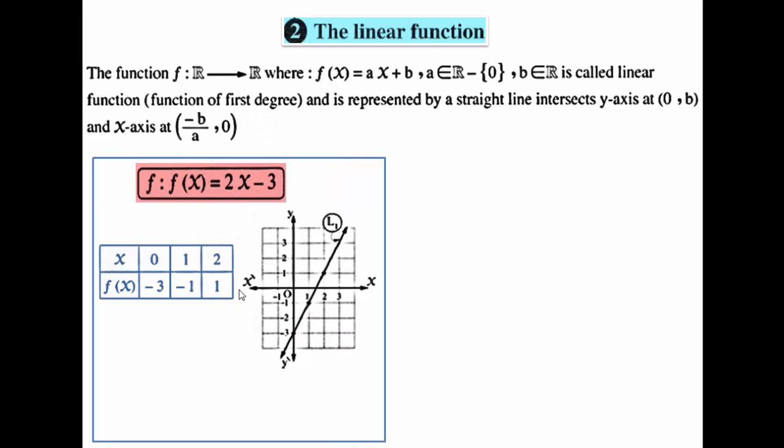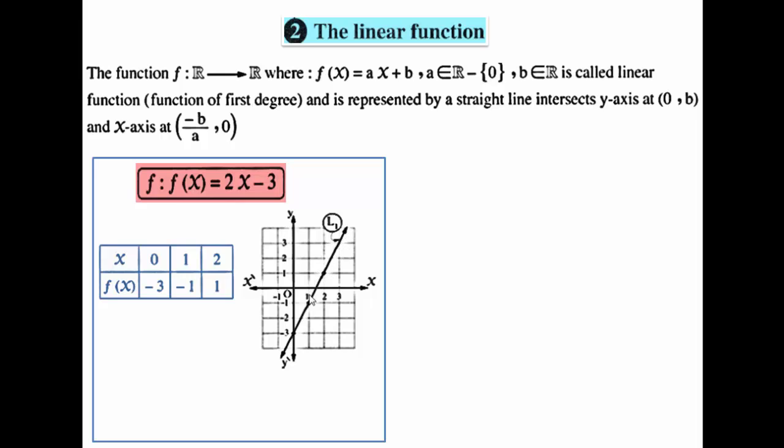To represent it, we'll first draw the x-axis and y-axis and represent these ordered pairs here. The first ordered pair is 0 and negative 3: 0 here and negative 3. This is the first point, intersecting the y-axis at negative 3. The second coordinate is 1 and negative 1: 1 here and negative 1 here. This is the second point. And the last one, 2 and 1: 2 here from the x-axis, 1 from the y-axis, intersecting here.